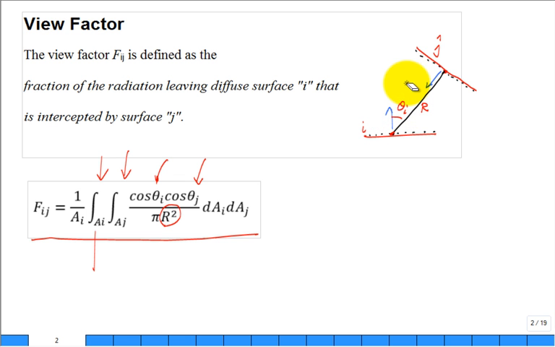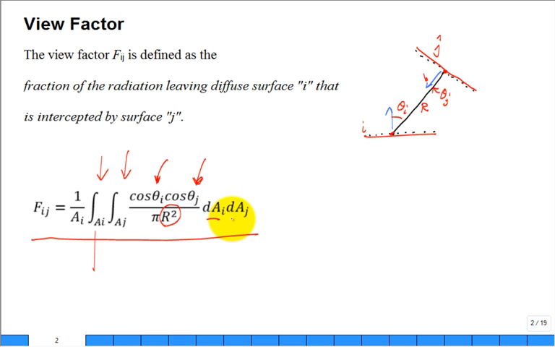Let me get rid of this line. It's a little confusing. And here, the theta j is nearly 0. But there's an angle theta j as well. Okay? So that's what these 2 angles are, theta I and theta j. They're the angle with respect to the normal of each of those surfaces to the line that's connecting those 2 points of interest. All right.